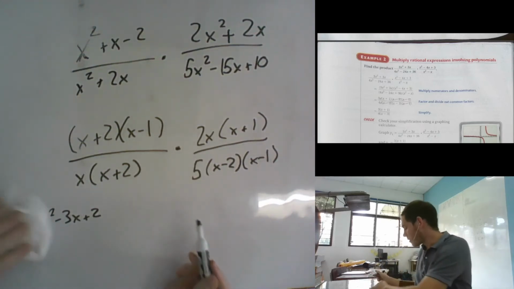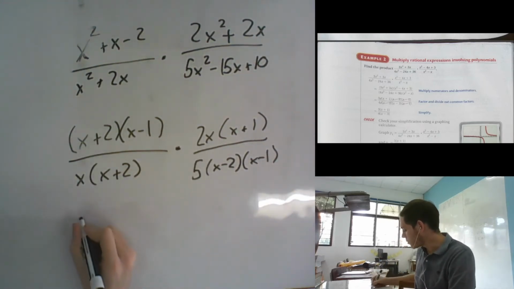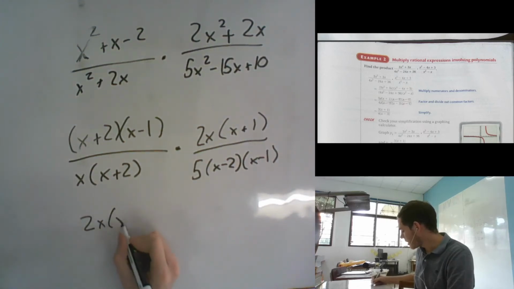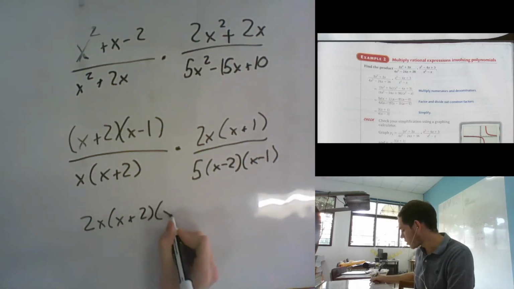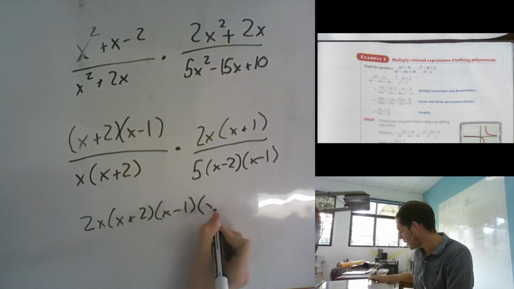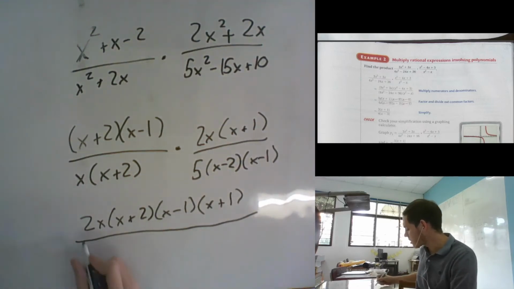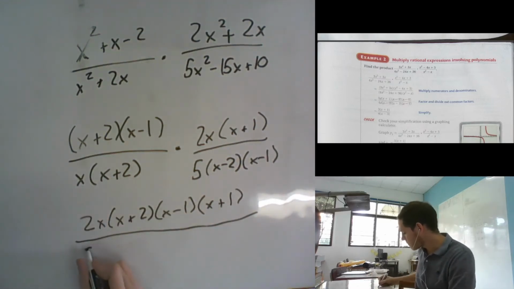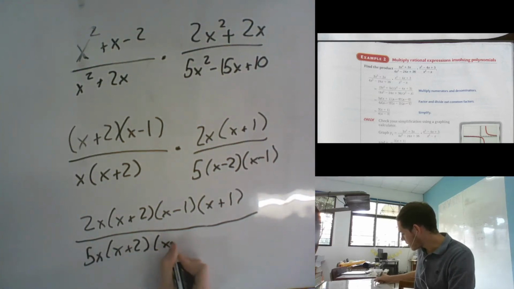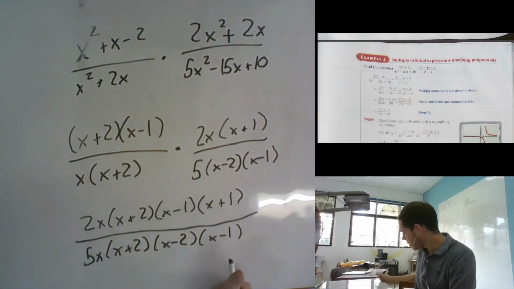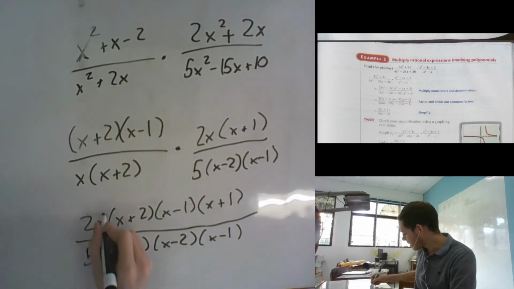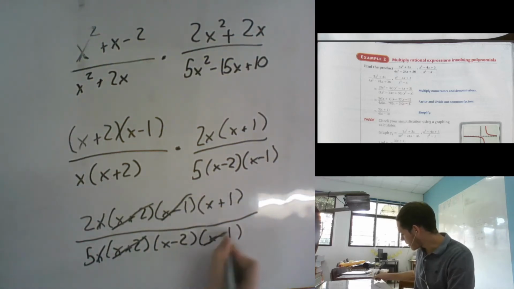So let's multiply first. If we multiply the tops, we get 2x, then x plus 2. It doesn't matter the order. I'm just ordering it this way for my own sake. I prefer to put whatever's not in parentheses in front. Same thing here, 5x. I'm going to put that in front. We get x plus 2, x minus 2, and x minus 1. So, what can cancel? Well, the x and x can cancel, the x plus 2 and the x plus 2, and the x minus 1 and the x minus 1.